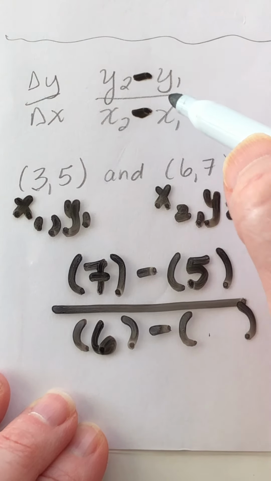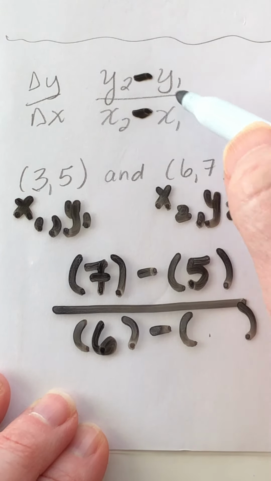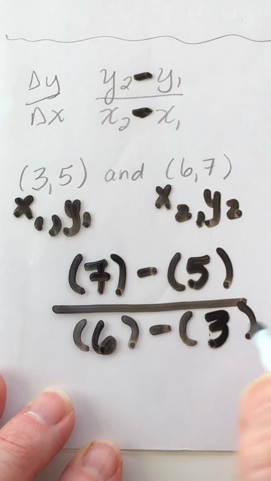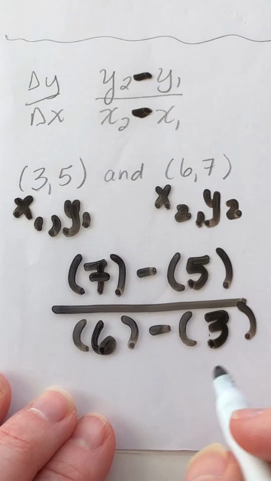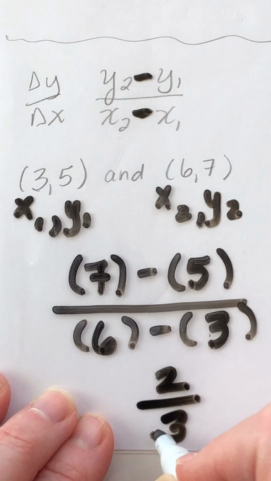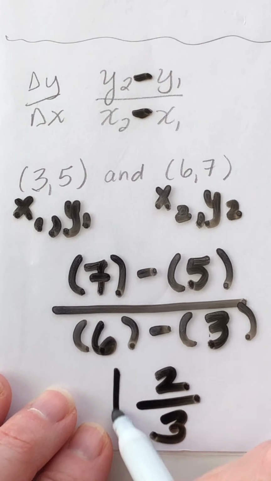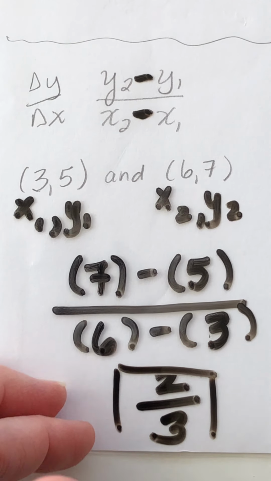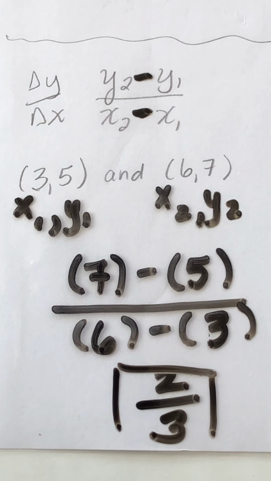So 6 is my x2. Now I have to go back to my first point, my point 1, and pick up my x value of 3. Okay, 7 minus 5 is 2. 6 minus 3 is 3. And voila, we have our slope. And that's the same slope we got from the graph. We just got it from 2 points from that graph.